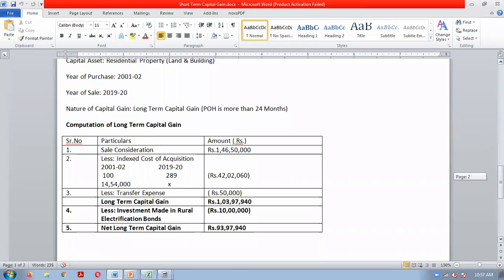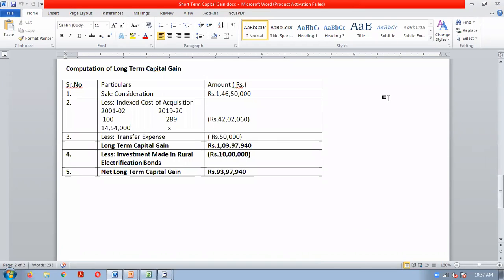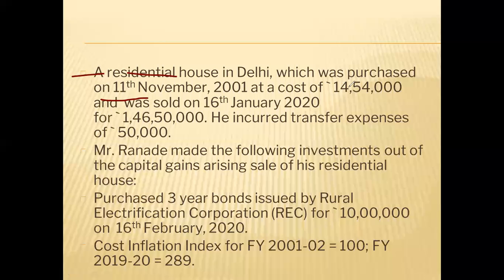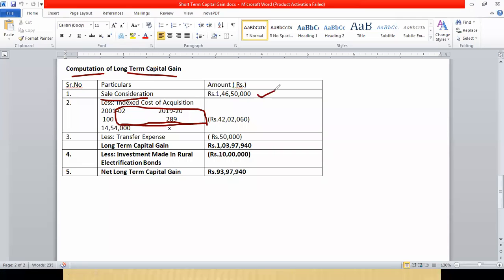Now we'll go for the solution, the actual calculation of long-term capital gain. For the computation of long-term capital gain, we will start with the sale consideration. What is the sale consideration? 1 crore 46 lakh 50,000. He is selling the residential house property for 1 crore 46 lakh 50,000. This is the sale consideration.